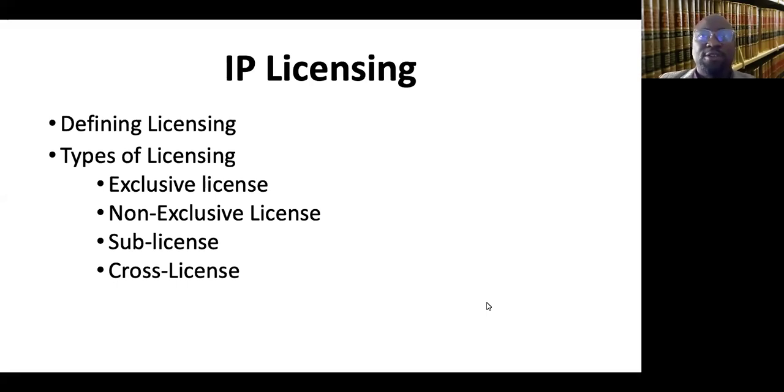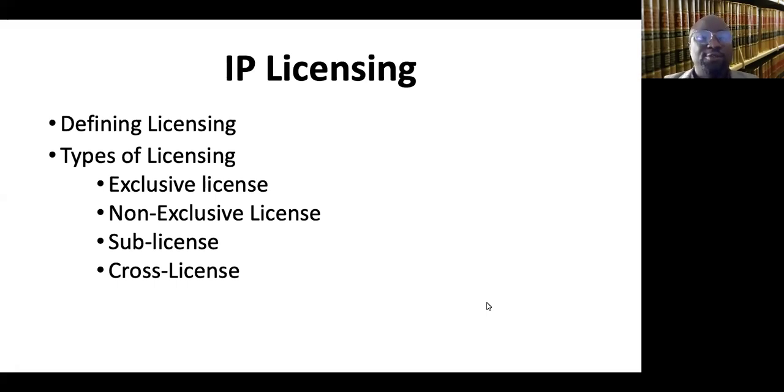But for non-exclusive license, this regime allows multiple licensees to use the IP simultaneously, with the licensor retaining the right to license the IP to other parties. A sub-license, on the other hand, allows the licensee to grant sub-licenses to third parties, of course, subject to terms of the original license agreement. And then we also have cross license, which involves the exchange of IP rights between two parties.